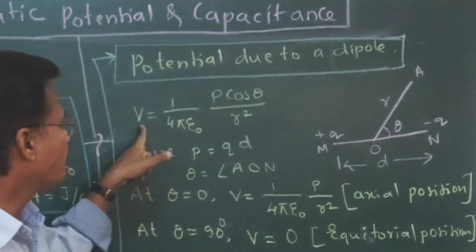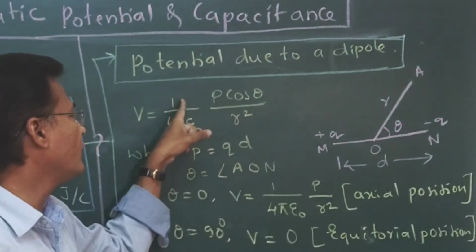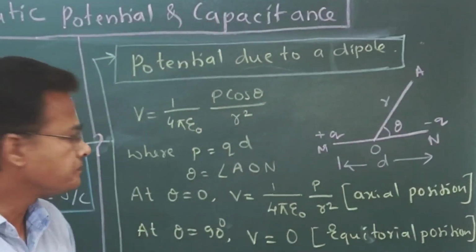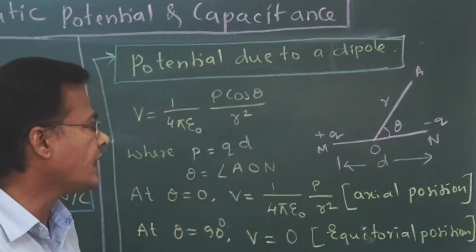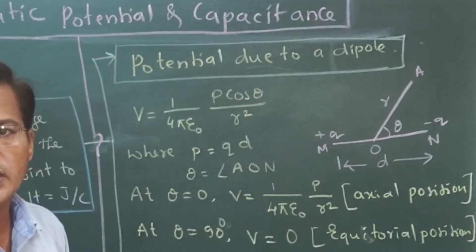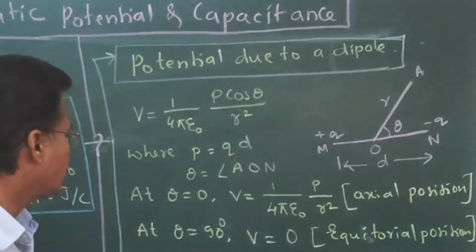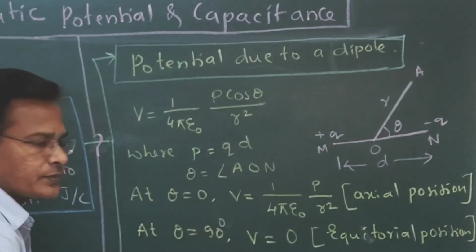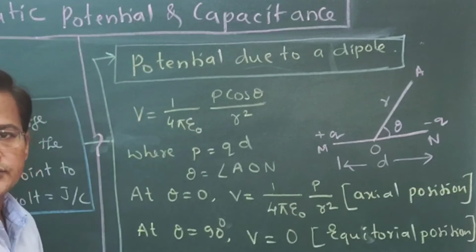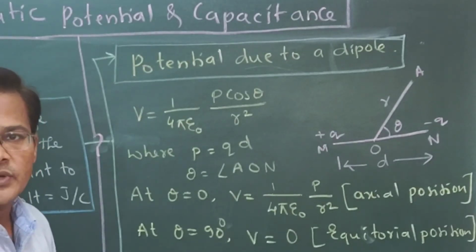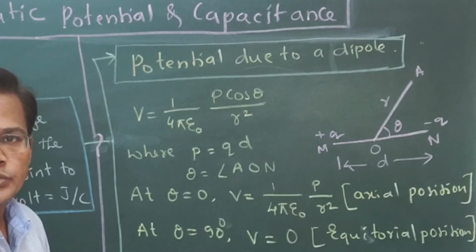For any point, V equals 1 divided by 4 pi epsilon naught times P cos theta by R square, where theta is the angle AON. At theta equal to 0, V equals 1 divided by 4 pi epsilon naught times P by R square. That we call the axial position.